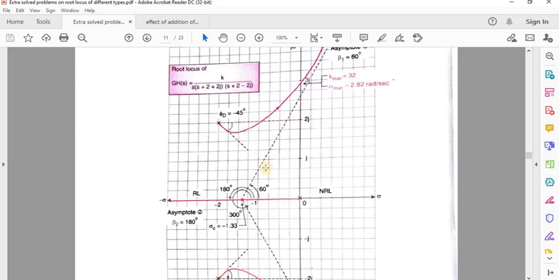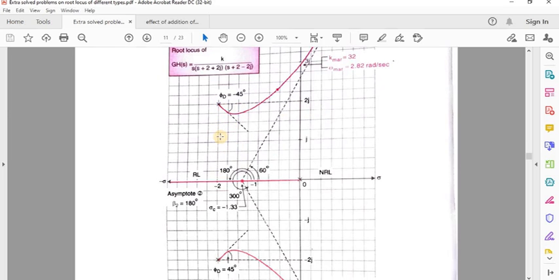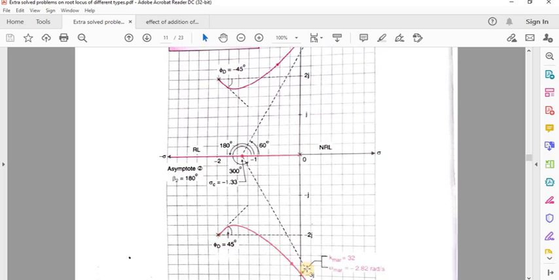Then the angle of departure is important. So this they have taken here. The angle of departure should be taken on the other complex poles. The other complex poles will be minus 2 plus 2j and minus 2 minus 2j here.